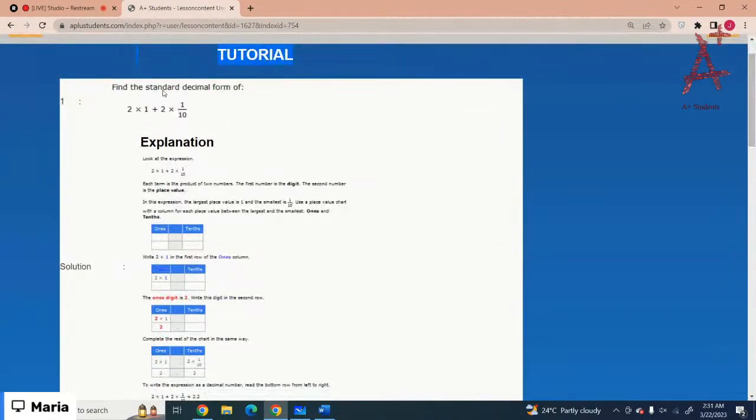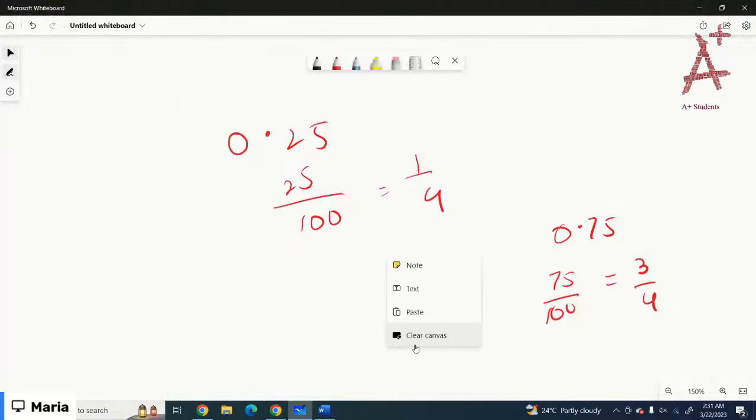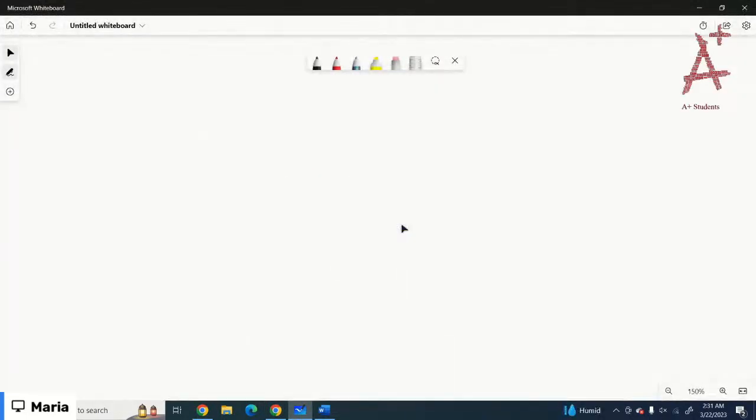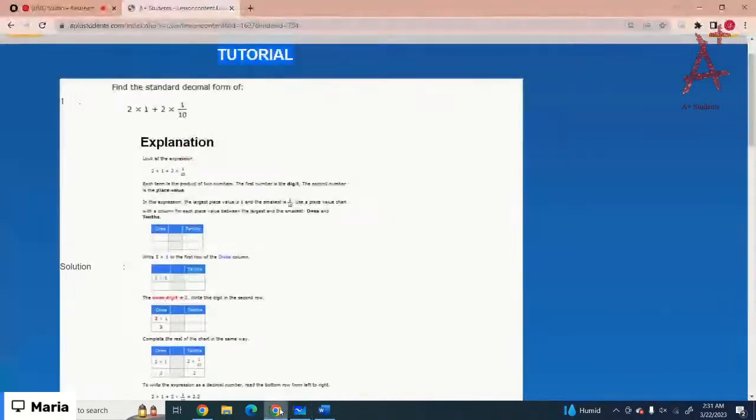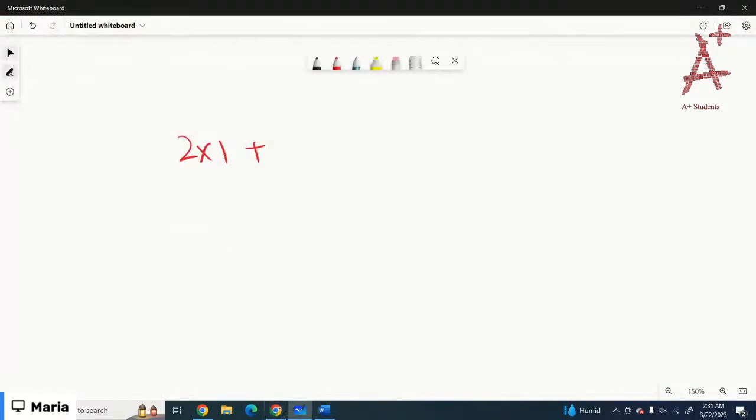Let's just do find the standard form of 2 times 1. We did the same lessons earlier in the same chapter. It would be 2 times 1 plus 2 times 1 over 10. Got it? So in 2 times 1, the 1 is the whole number, and 2 is multiplying the whole number. That means 2 times 1 must be the digit before the decimal. Got it? Let's just read from here.